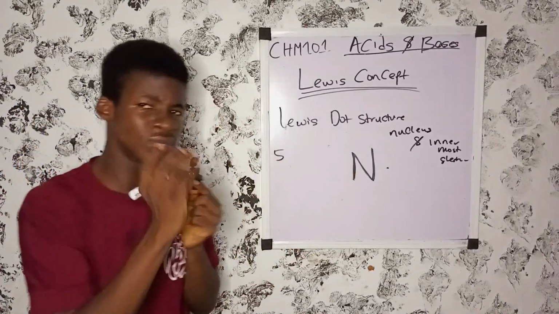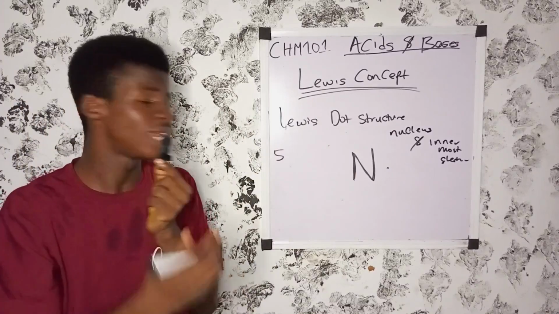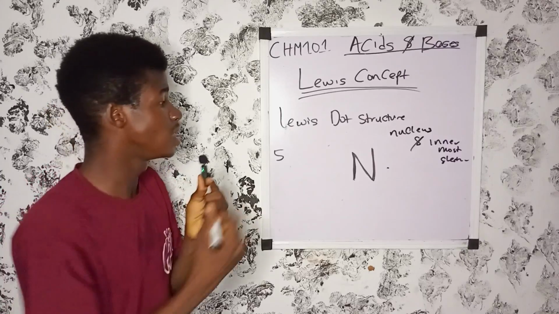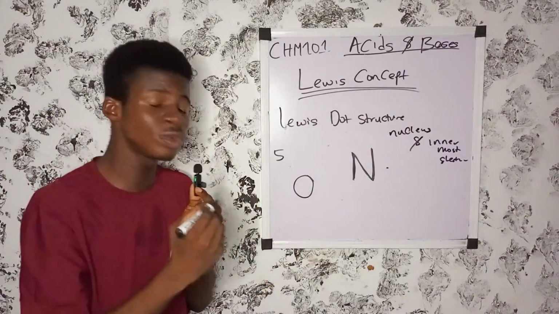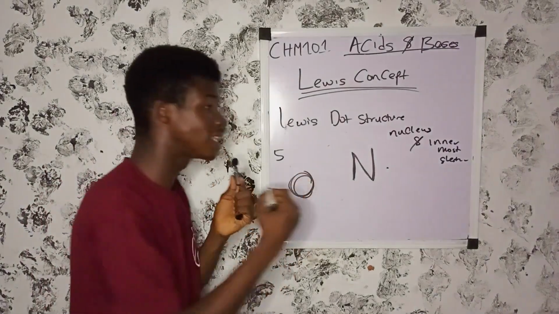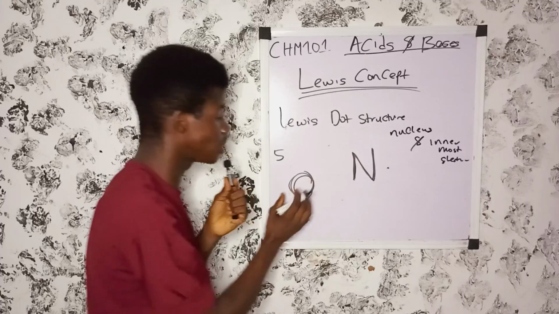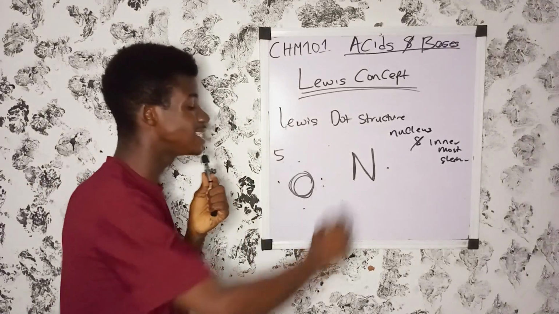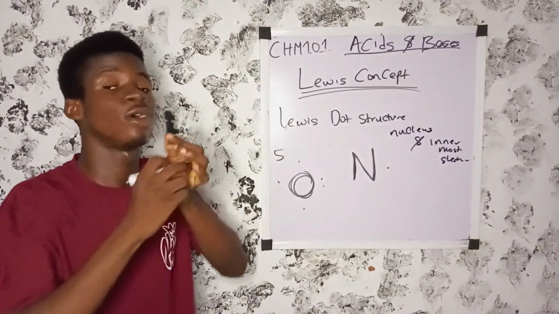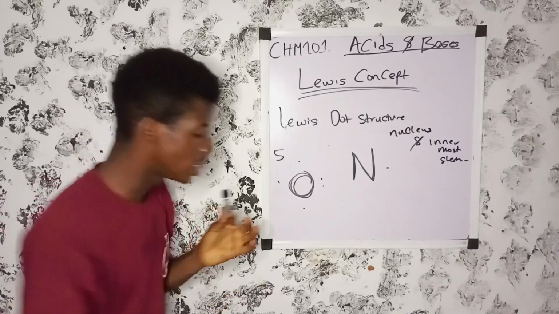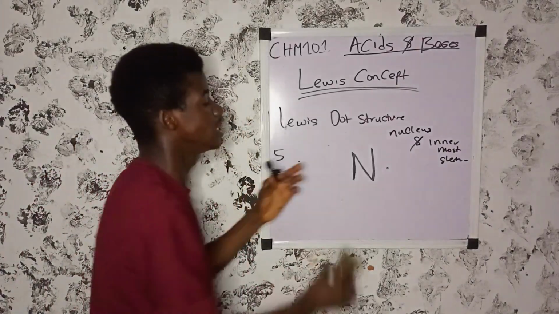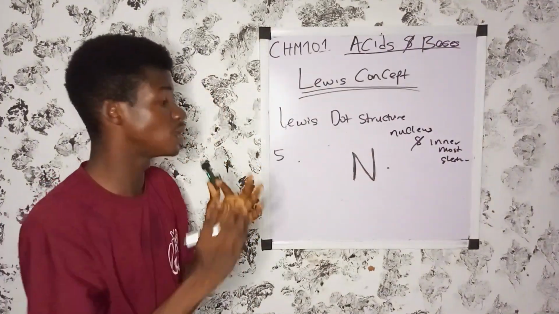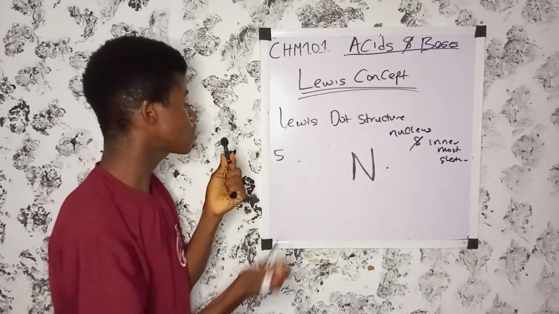Now, let's use nitrogen as an example. What is the valence electron of nitrogen? It's 5. So the Lewis dot structure tells us that we will take the symbol of an element to be the nucleus and the innermost electrons, while the outermost electrons we will arrange around the four corners of the symbol of that element. I don't know if you understand. Now we are taking nitrogen as an example. The symbol N represents the nucleus and the innermost electrons of what? Of nitrogen.